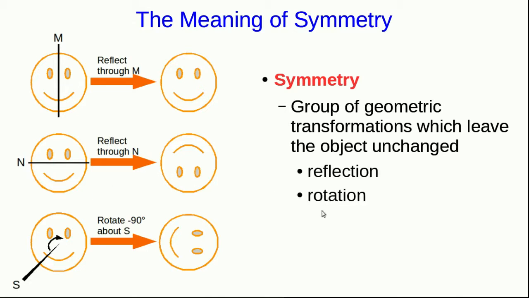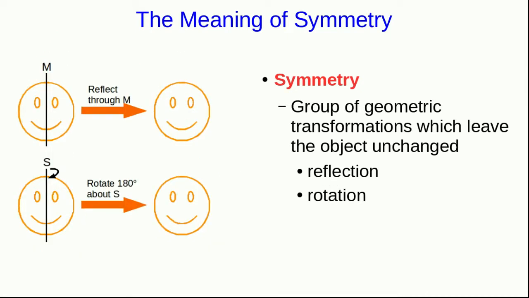So these are examples of two possible geometric transformations that we can talk about as symmetries of an object, reflection and rotation. Notice that in 2 dimensions, the reflection through the mirror line M is the same as what you would have if you rotate 180 degrees about an axis vertically down through the happy face, and that both of these are symmetries of this 2-dimensional happy face.